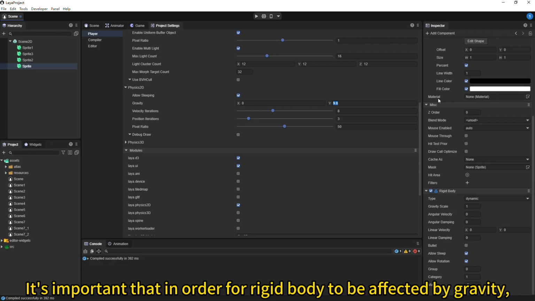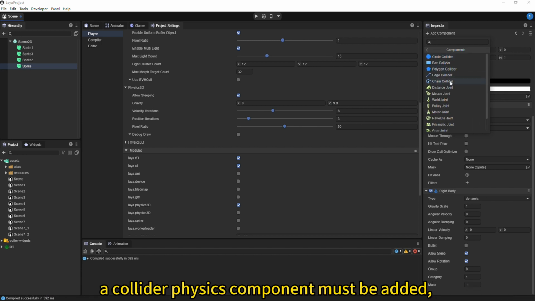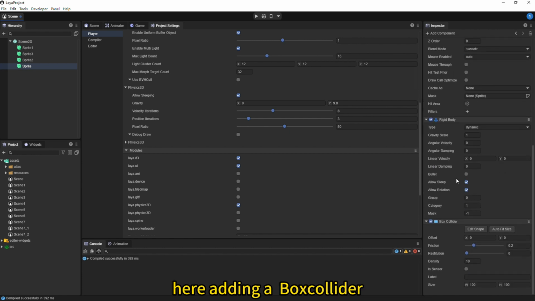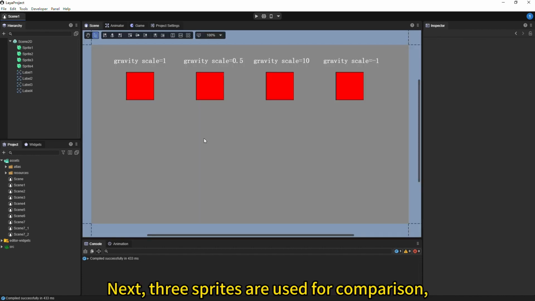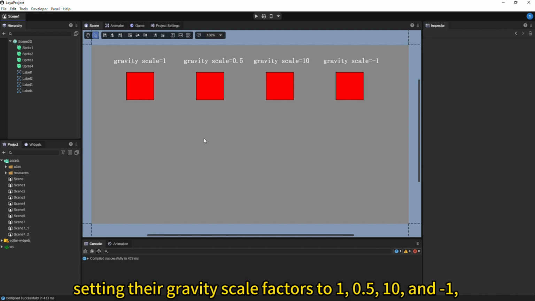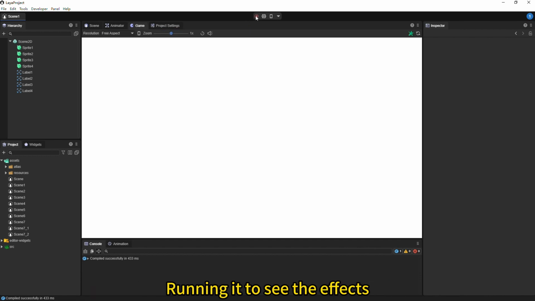It's important that in order for rigid body to be affected by gravity, a collider physics component must be added. Here adding a box collider. Next, 3 sprites are used for comparison, setting their gravity scale factors to 1, 0.5, 10, and -1, running it to see the effects.